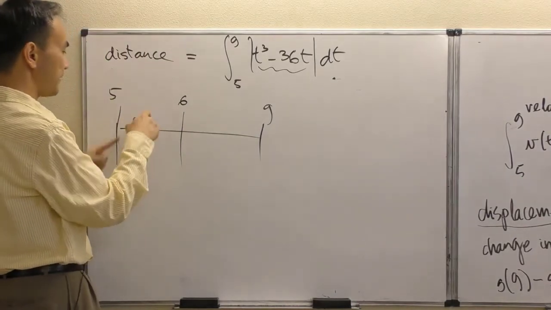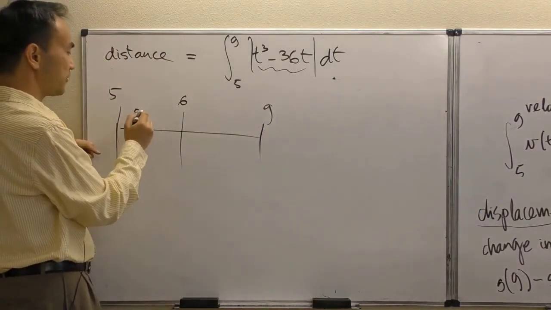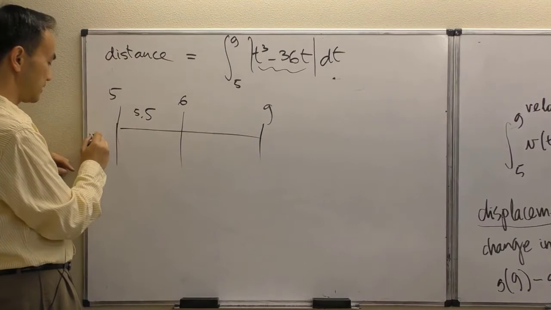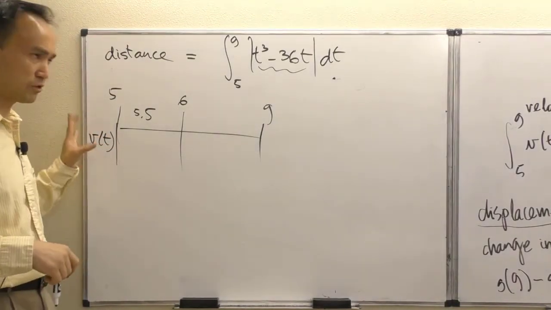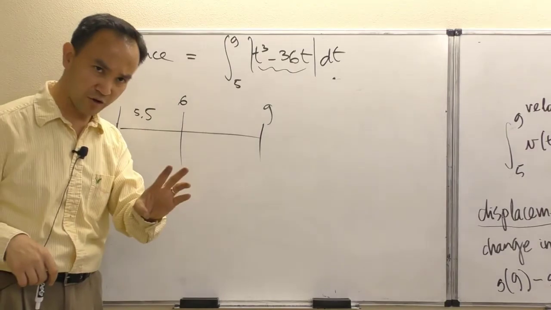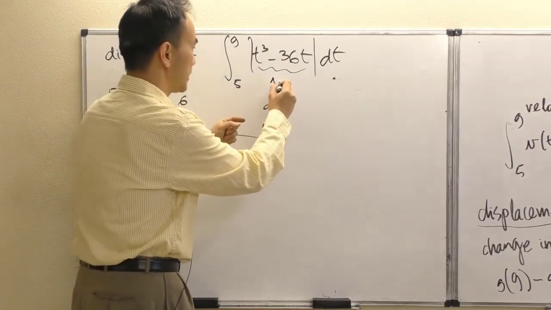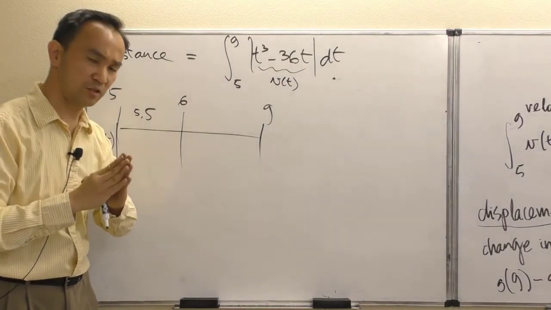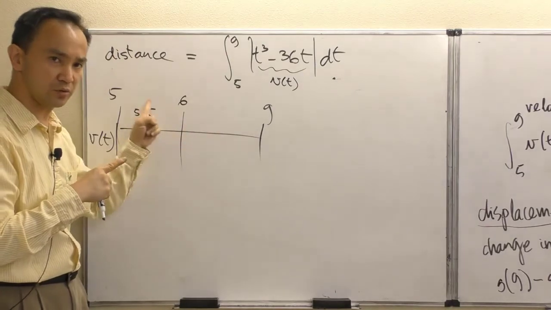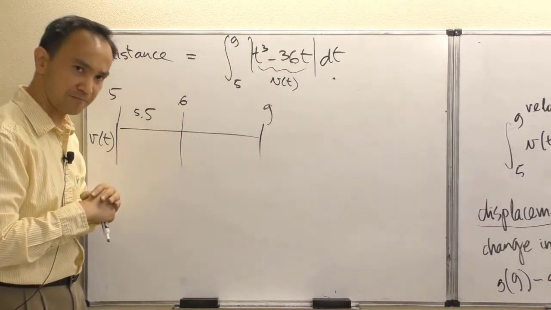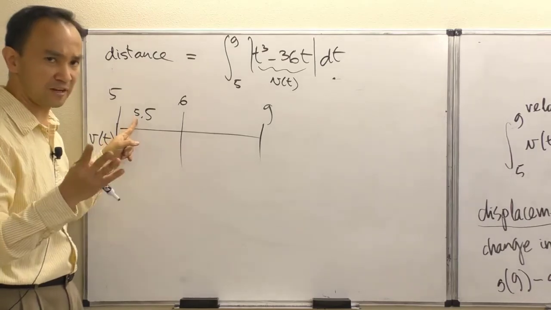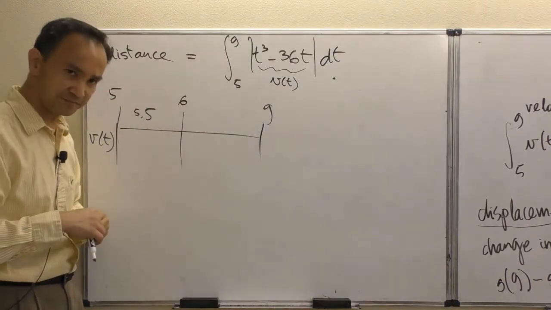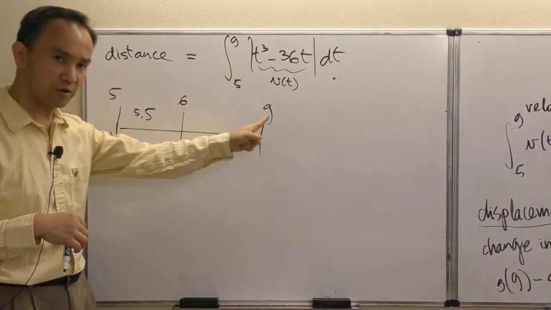Now I'm going to pick a value between 5 and 6, like 5.5, for example, and substitute that into my velocity function. I'm talking about the velocity function, not the absolute value version. The inside part right here is my velocity, not the absolute value, because I want to detect which interval between these two has negative velocity. So I substitute a value like 5.5, generally a value between 5 and 6. We stay away from 5, 6, and 9.